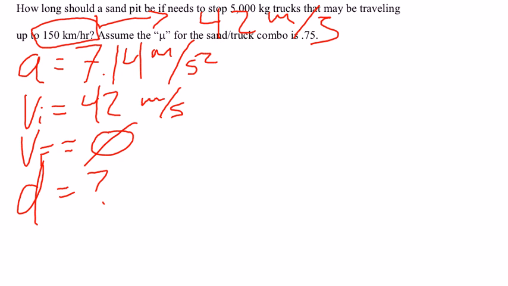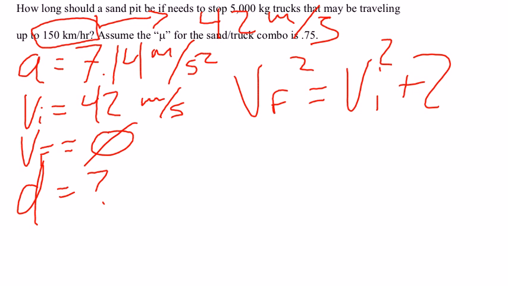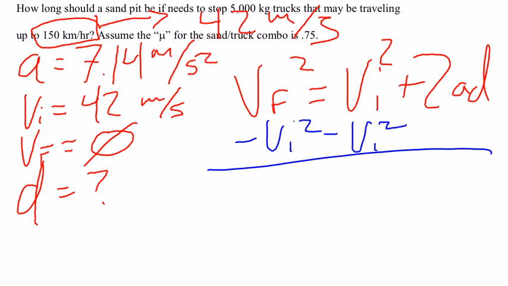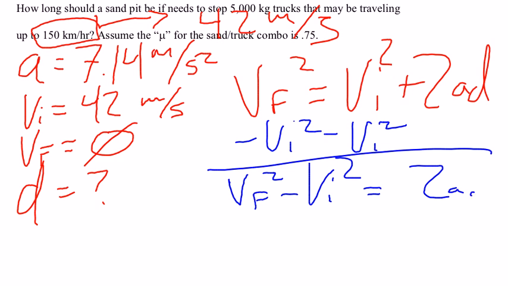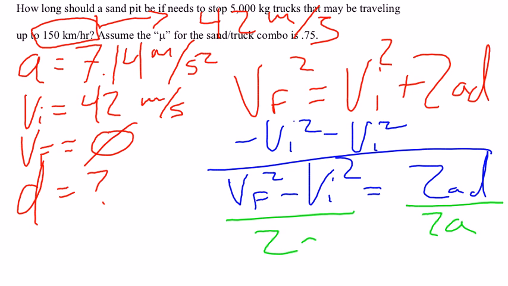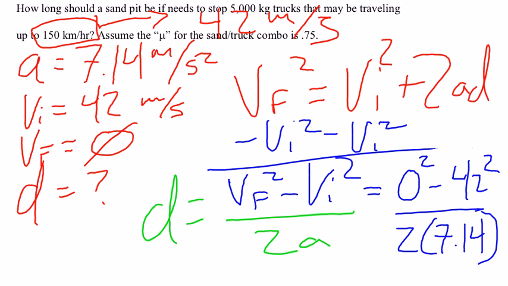All right, so what equation is going to work? The VF squared. Remember it? Okay, so we subtract VI squared from both sides. We have VF squared minus VI squared is equal to 2AD. We're going to divide both sides by the 2 and the A. Yoink, yoink. And we get D is equal to everything on that side. Plug in our numbers, chug away and get your answer. And we're all done with force and friction.